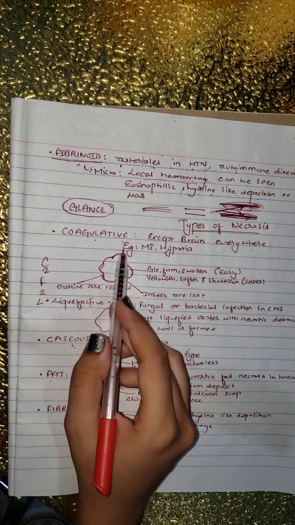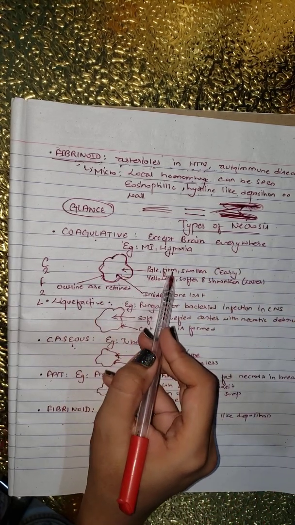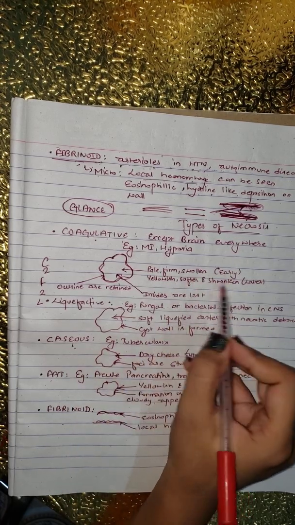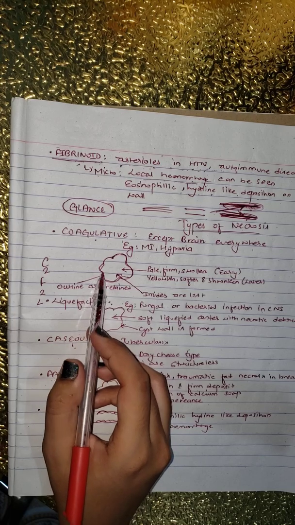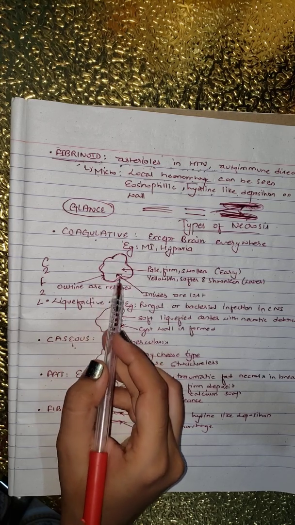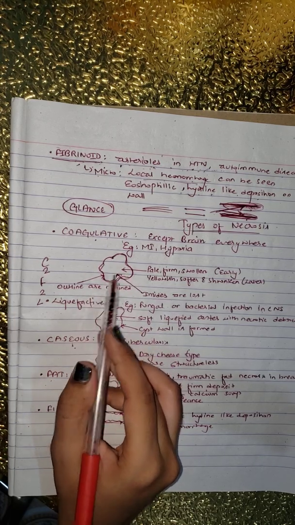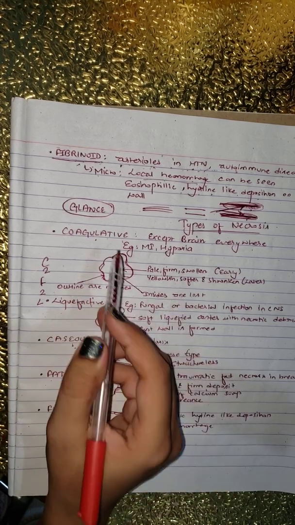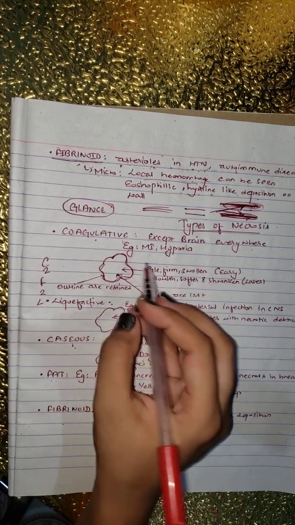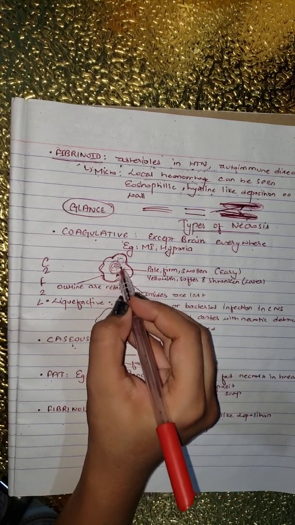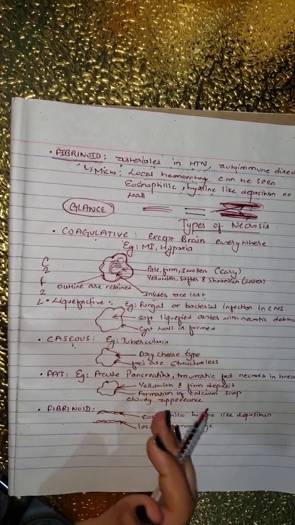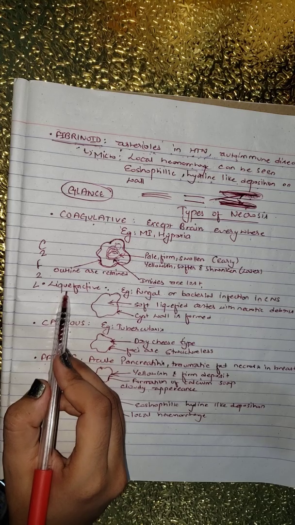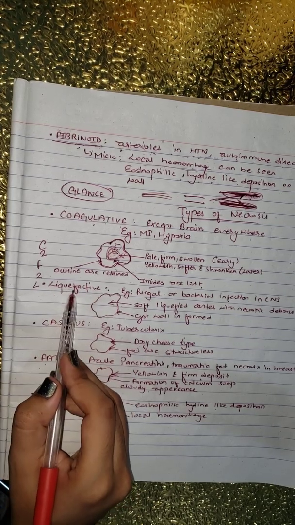If this is the cell, it is pale, firm, swollen in the early stage and yellowish, softer and shrunken in the later stage, and the outline is retained. That means we can easily identify the type of cell, but the insides are lost, because coagulative means accumulation, and accumulation means all of the particles inside are accumulated and we cannot find out what is inside. So next is liquefactive. Liquefactive means liquid.